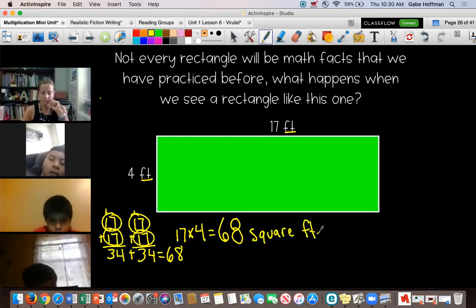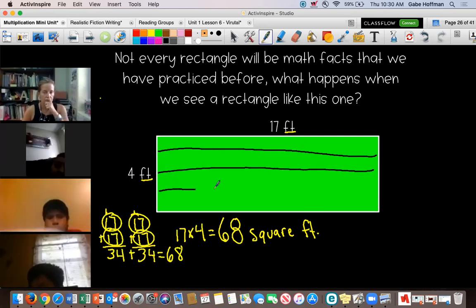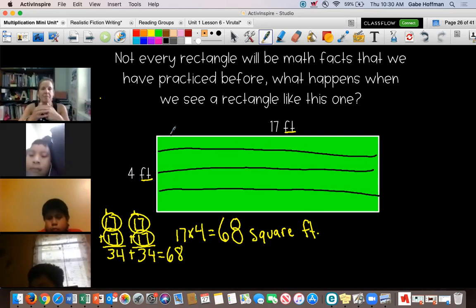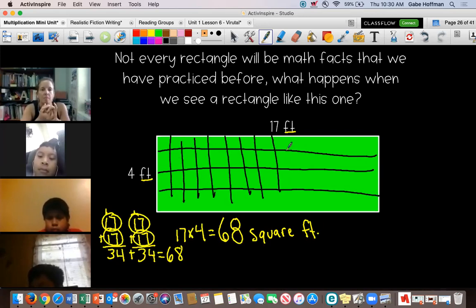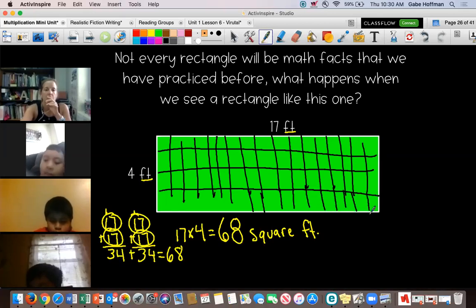feet, right? Because if we broke it down, I'm going to draw a little black line here. We would have 4 rows like this, and then we would have 17. So 1, 2, 3, 4, 5, 6, 7, 8, 9, 10, 11, 12, 13, 14, 15, 16, 17. So it's not perfect, obviously, but my point is we would have all those square units on the inside. Those are all square feet on the inside. So that's why we say square feet, right?